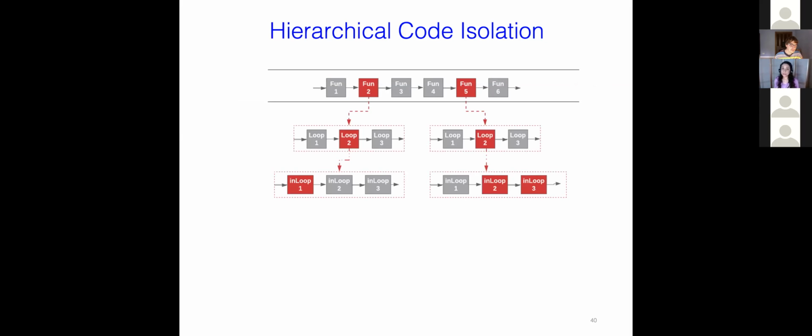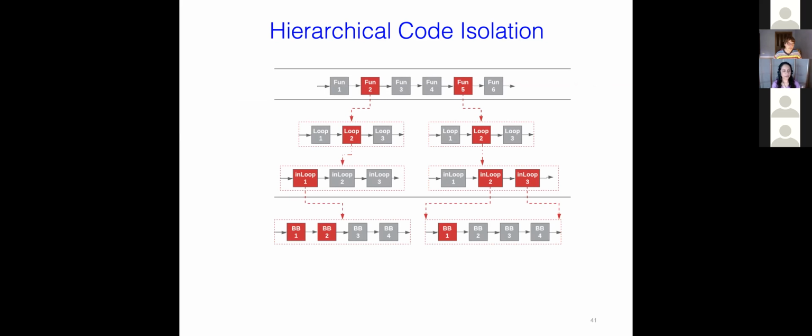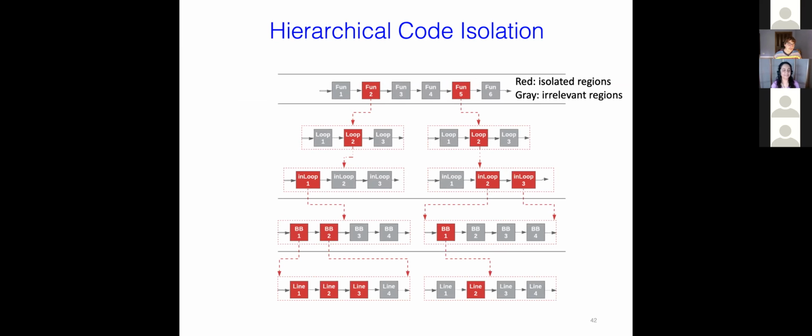If the program has loops, we start searching within the loops because those are known to accumulate more error. But if not, we still search over the function. At some point, we lower the search to basic blocks and then lines. In this case, the algorithm would have isolated lines 1, 2, and 3 from function 2 and line 2 from function 5.